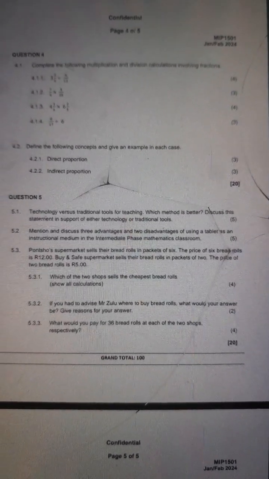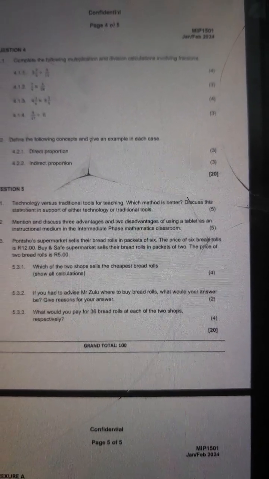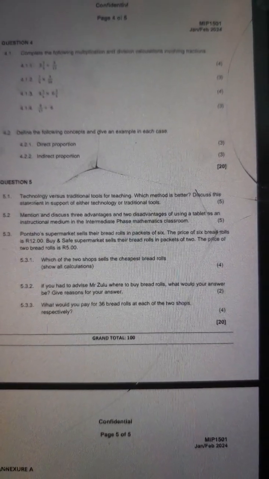As for 5.2, mention and discuss 3 advantages and 2 disadvantages of using a tablet as an instructional medium in the intermediate phase. So in an intermediate phase, guys, the advantages are: one, it's interactive learning, so it makes learning fun. Number two, it's portable, it's easy to carry. Number three, access to information. It's easy to access information using a tablet.